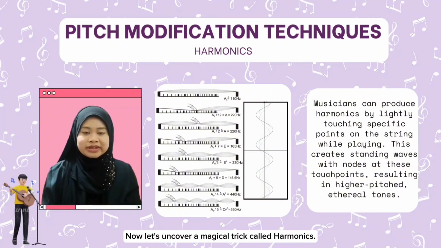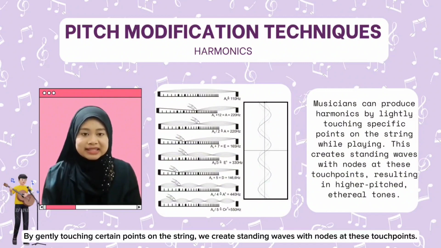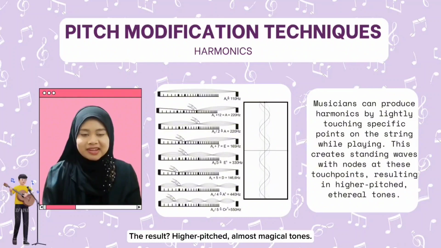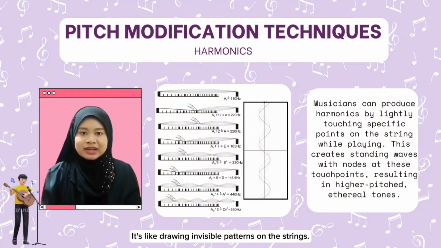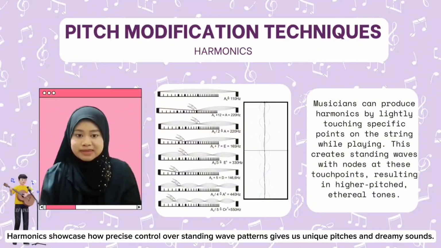Now, let's uncover a magical trick called harmonics. Imagine playing a guitar string. By gently touching certain points on the string, we create standing waves with nodes at these touch points. The result: higher pitched and almost magical tones. It is like drawing invisible patterns on the strings. Harmonics showcase how precise control over standing wave patterns gives us unique pitches and dreamy sounds.